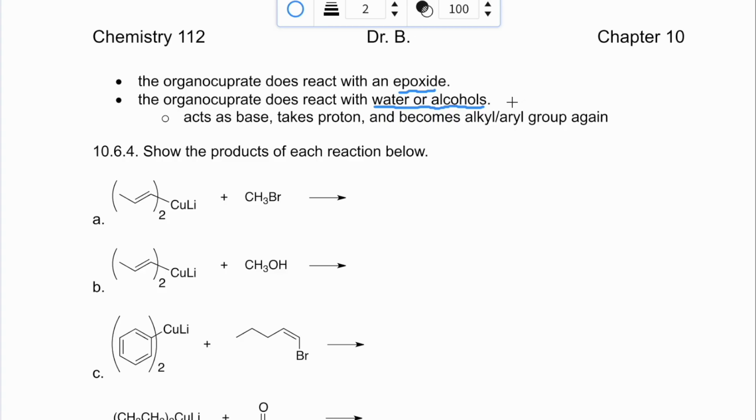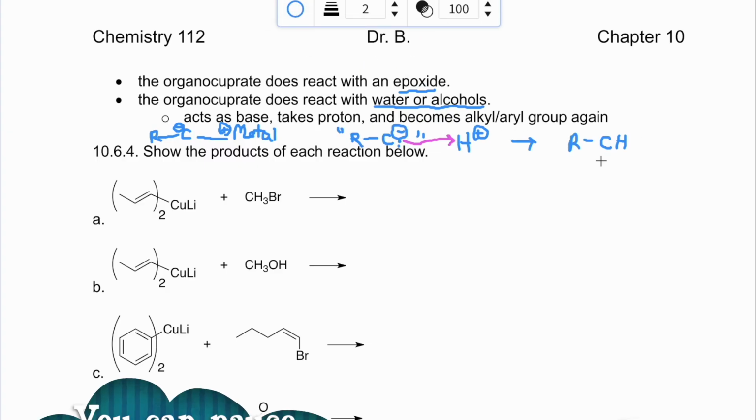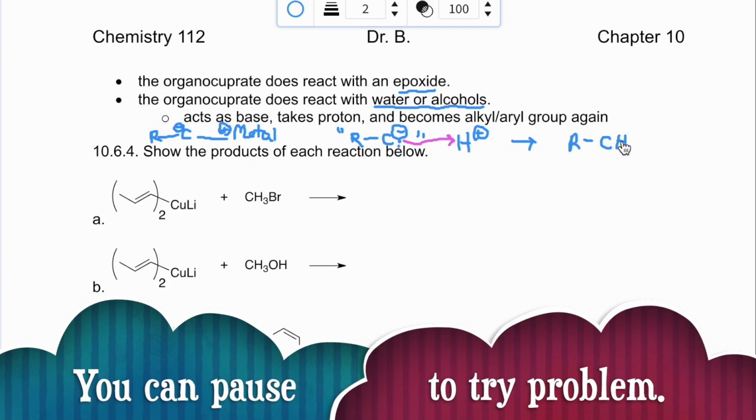Because this carbon is very basic. When you have a carbon-metal bond, the carbon is pretty negatively charged. So effectively you have this carbon with a negative charge, and it has possession of mostly the electrons in that bond. So if you have any source of proton around, that lone pair is going to attach itself to that hydrogen, and then you just have a regular alkane.